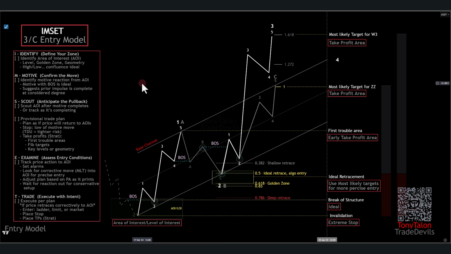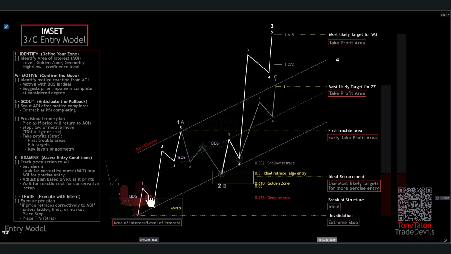The next step within this trading model is going to be M, motive, confirm the move. So what you're basically looking for is a move out of this AOI to confirm that, okay, we have some confluences, we have some interest here, we have some buying or selling, depending on which way you're looking. Now we want to confirm that this is a strong move, at least to the degree that we're looking for. So in this case, we're looking for a swift move out and a retrace back in.